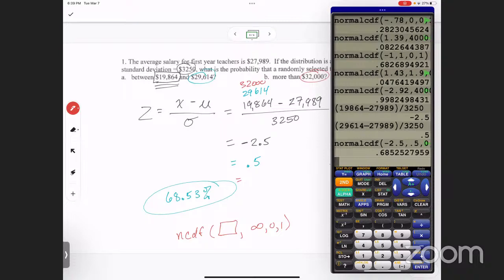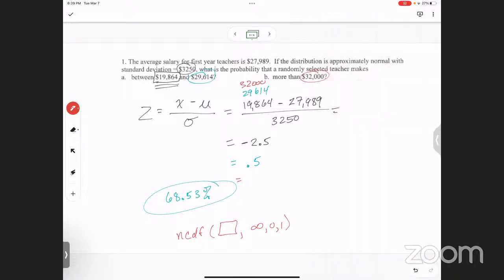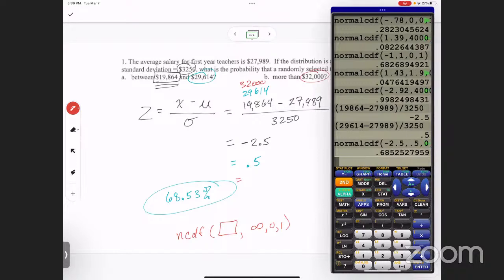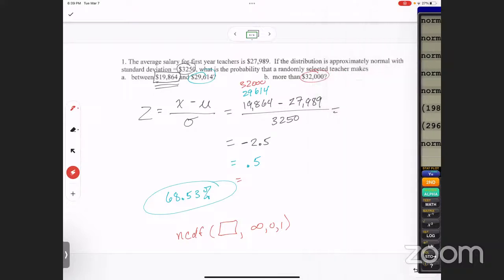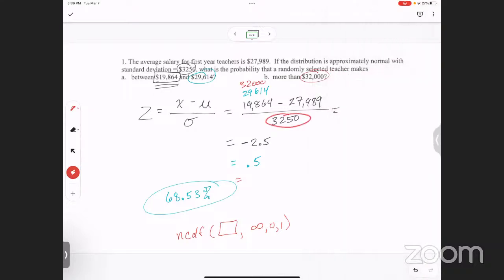Sorry, did you say that the U was mean? Yeah, U is the mean and O is the standard deviation. Because you're figuring out how many standard deviations away it is from the mean. That's what a z-score is. It's how many standard deviations away it is from the mean. Okay.